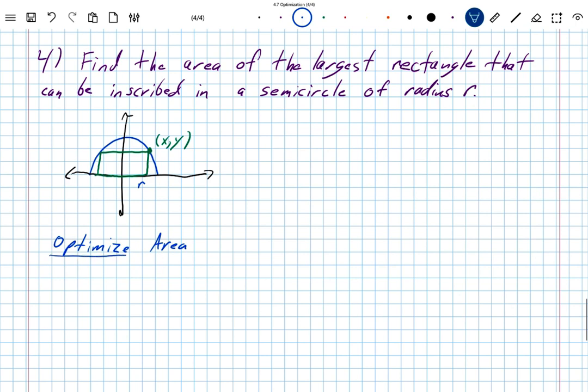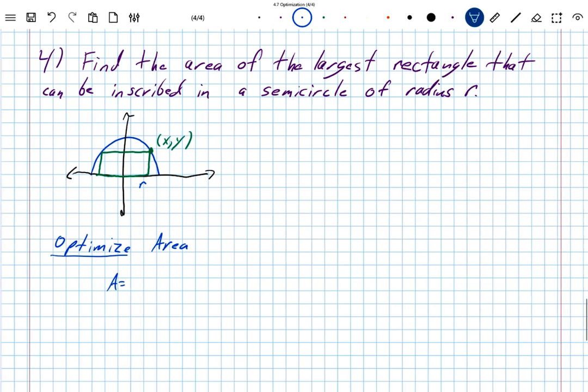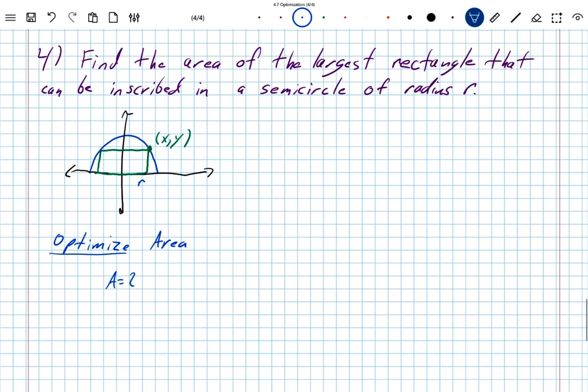So I need a formula for area. I think I got this one. A equals, now normally it's base times height. Let's be a little careful here. My base is actually 2 times x, right? Because it's x wide here and it's x wide there. And my height is going to be y. So that is my area.